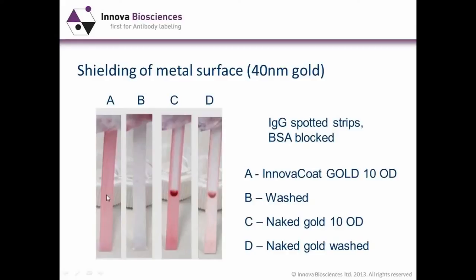So the spot was there when we ran the coated gold up the strip, it's just that the coated gold went straight past the spot. And this is just the wash strip after the naked gold treatment. So this shows that as far as antibodies are concerned, they can't see in any way the metal surface. So any interactions between antibodies and the coated gold is with the surface, not with the metal.